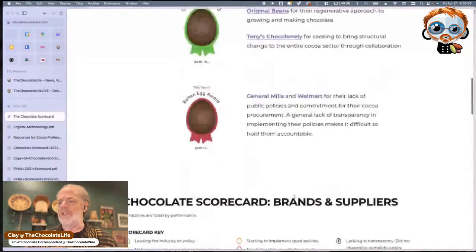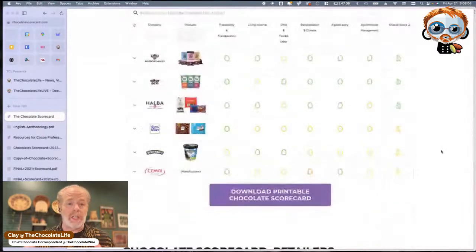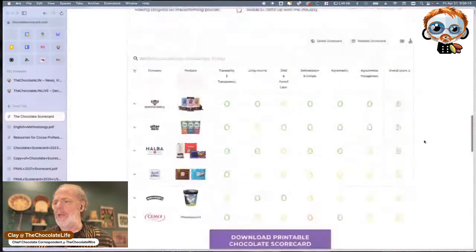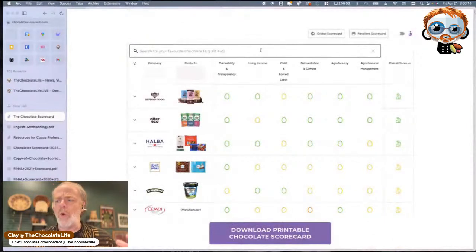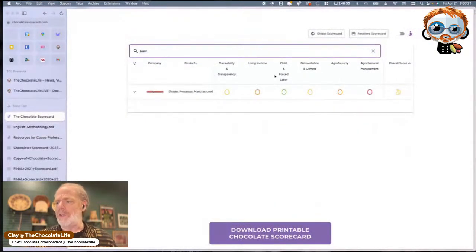Right. So what they have, which is new for this year, for the 2023 scorecard, is an interactive table, and you can go through this table to see if your particular favorite brand is listed here. So if I just type Berry, I find that Berry Callebaut is listed here, and I can get their overall rating very, very quickly.